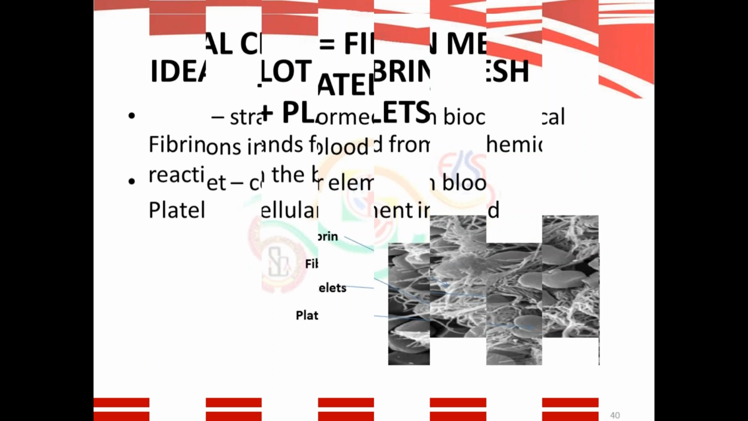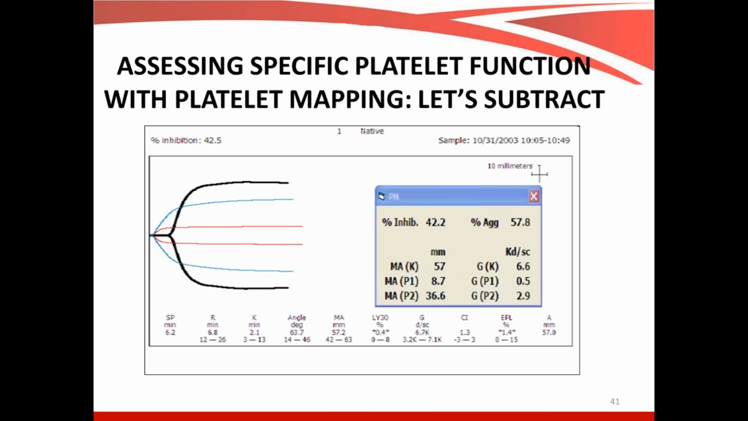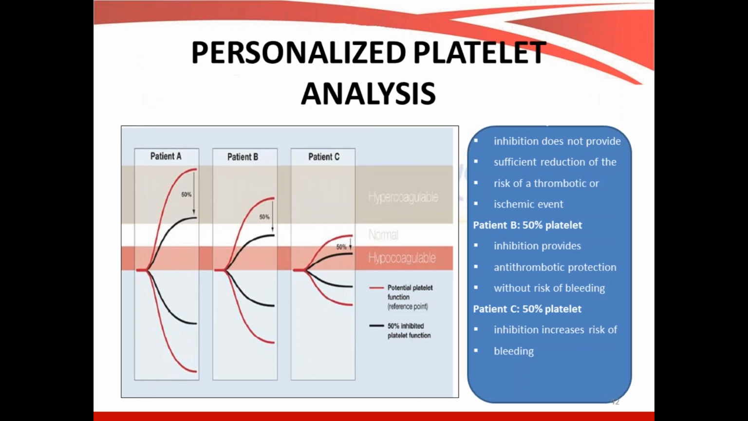This is how, if you can notice, these values come at baseline. So R here is 5.8 and your normal is 12 to 26. Your alpha angle is 63.7 and your normal is 14 to 45. So in a minute you know that this patient has a very obtuse alpha angle, and if the alpha angle is increased, what would happen? Neeraj, what would happen? Yes, so your patient would be more prone to bleeding.